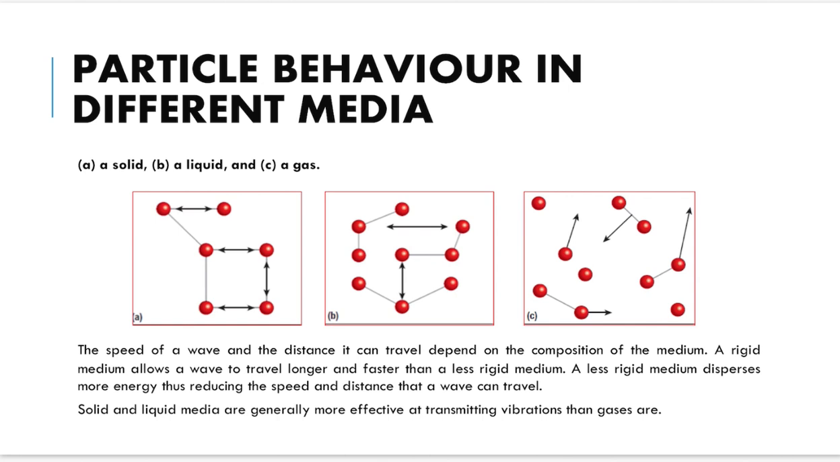Conversely, the less rigid a medium, the less efficient it is at transferring a vibration. For example, a pillow will disperse more energy through absorption, so the vibration quickly weakens. The particles aren't as close together, and so they're not able to pass along that energy as effectively.